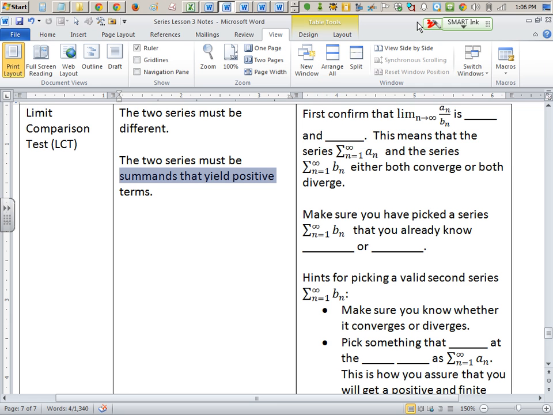It just means that you should not have a summand like this one, (-1)^n (n squared plus 3n) over (n cubed plus 4n). Okay, you don't want to use the LCT on this problem because some of the terms are negative. In fact, every other one is a negative term, you see. So don't use it on that.